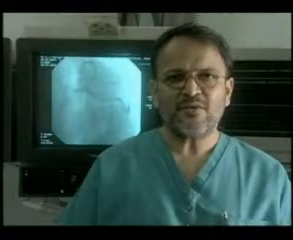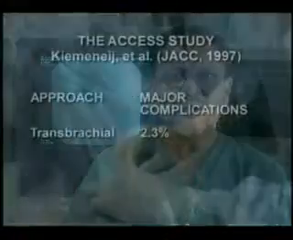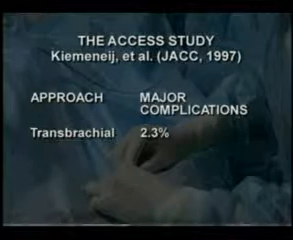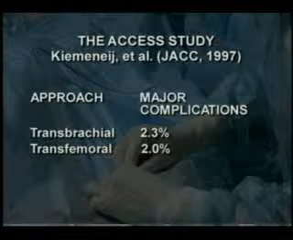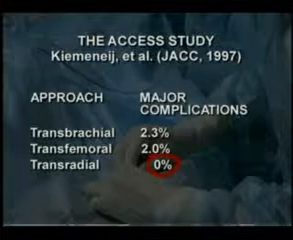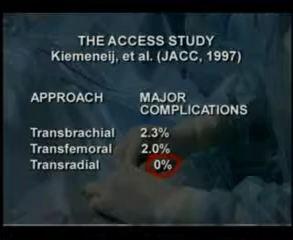In 1997, the first published study comparing major vascular complications head-to-head showed a 2.3% major complication rate for transbrachial route, a 2% major complication rate for transfemoral route, and a 0% major complication rate for the transradial route. Patients and nurses overwhelmingly prefer the radial approach. In 96% of my cases, I now believe that transradial intervention can and should be performed on virtually all patients.